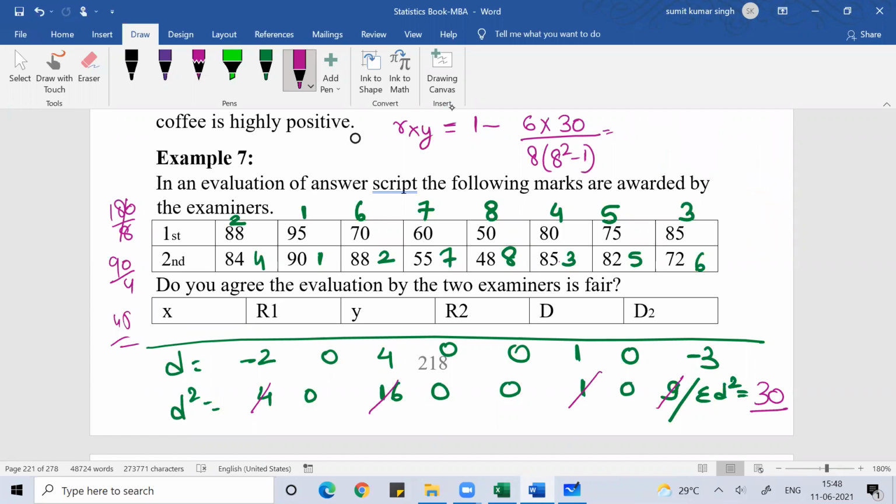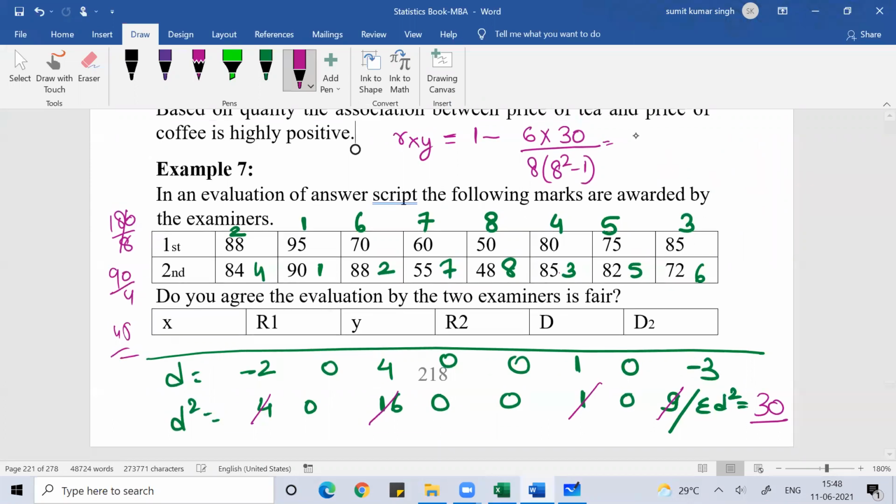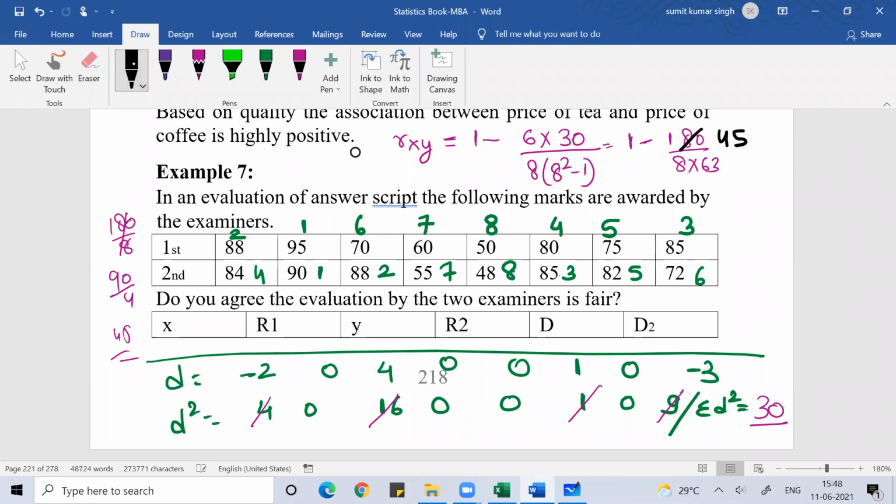This is nothing but 1 minus, you can solve by using a calculator, 1 minus 180 by 8 into 63. I can write this as 90 by 4 into 63. If I divide, you will get 45 by 2 into 63, then 5 by 14. So 1 minus 5 by 14, you will get 9 by 14. This is your final answer.